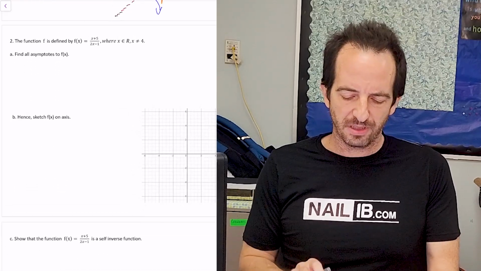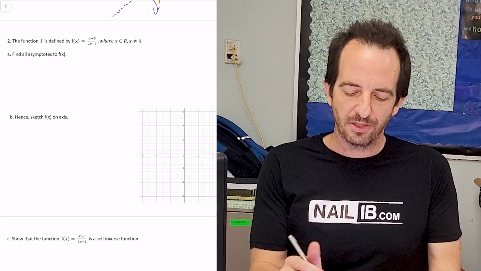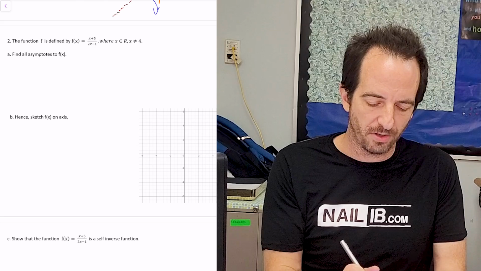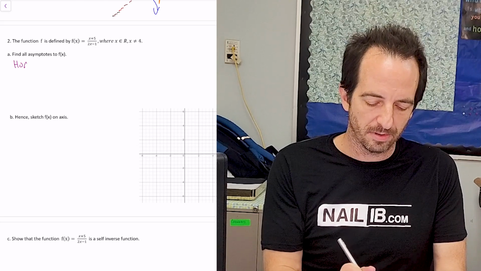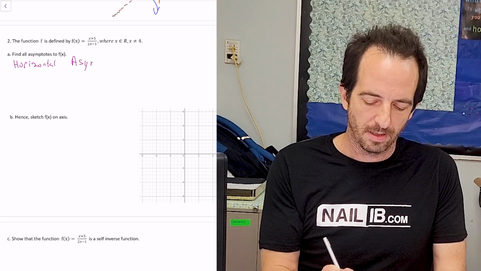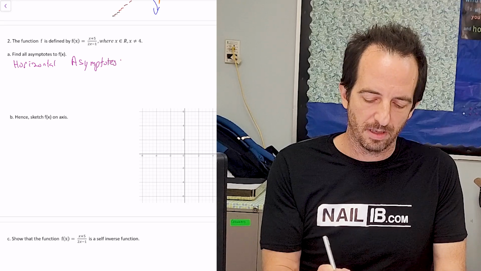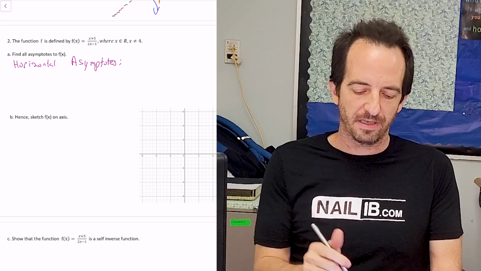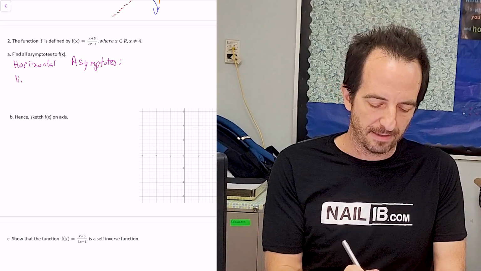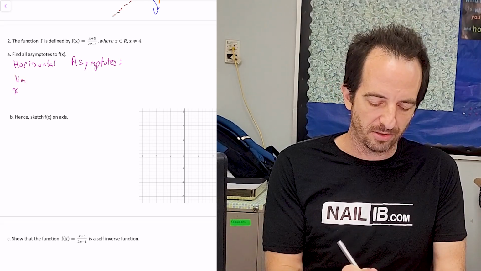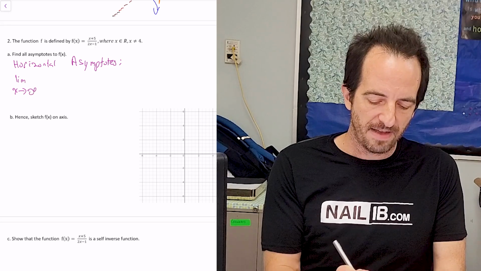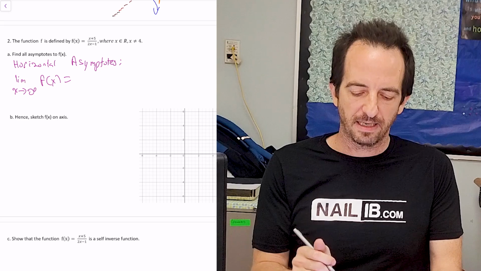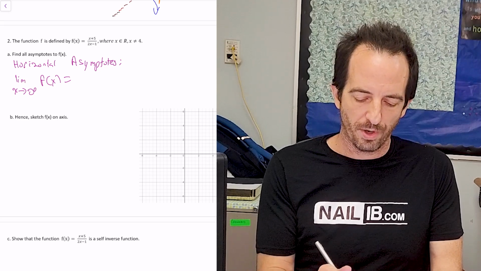First, they want us to explore this function a little bit more in depth. The first thing they want us to do is find all asymptotes to f of x. So as a review, the horizontal asymptote or asymptotes will come from what happens as this function goes towards the infinities. So what's going to happen as x goes towards infinity? F of x is going to be approaching, in this case, 1 over 2.